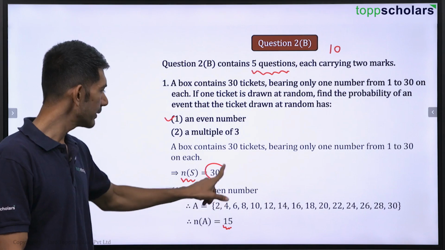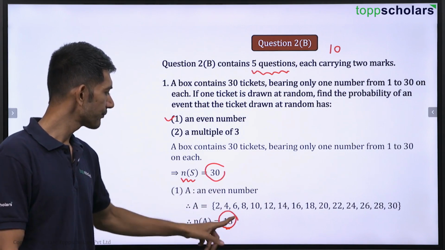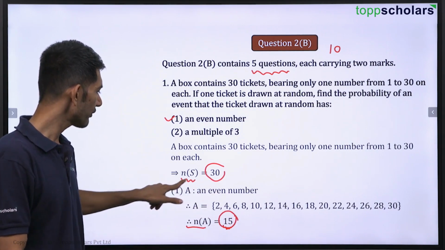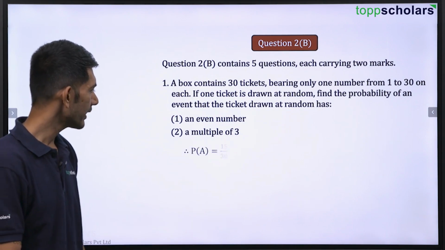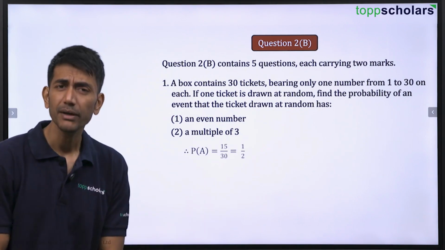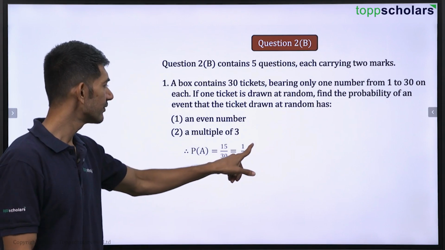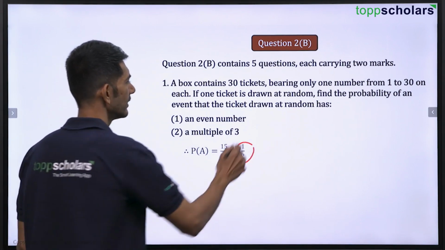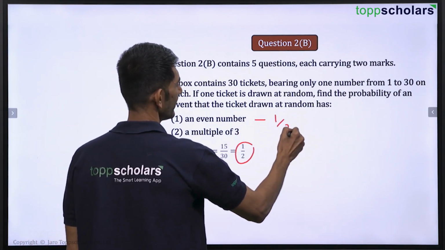What will be the probability of getting an even number? That's it, n of A by n of S. So probability of event A is 15 by 30, that is half. We got the first answer. 1 by 2 is the answer to this.